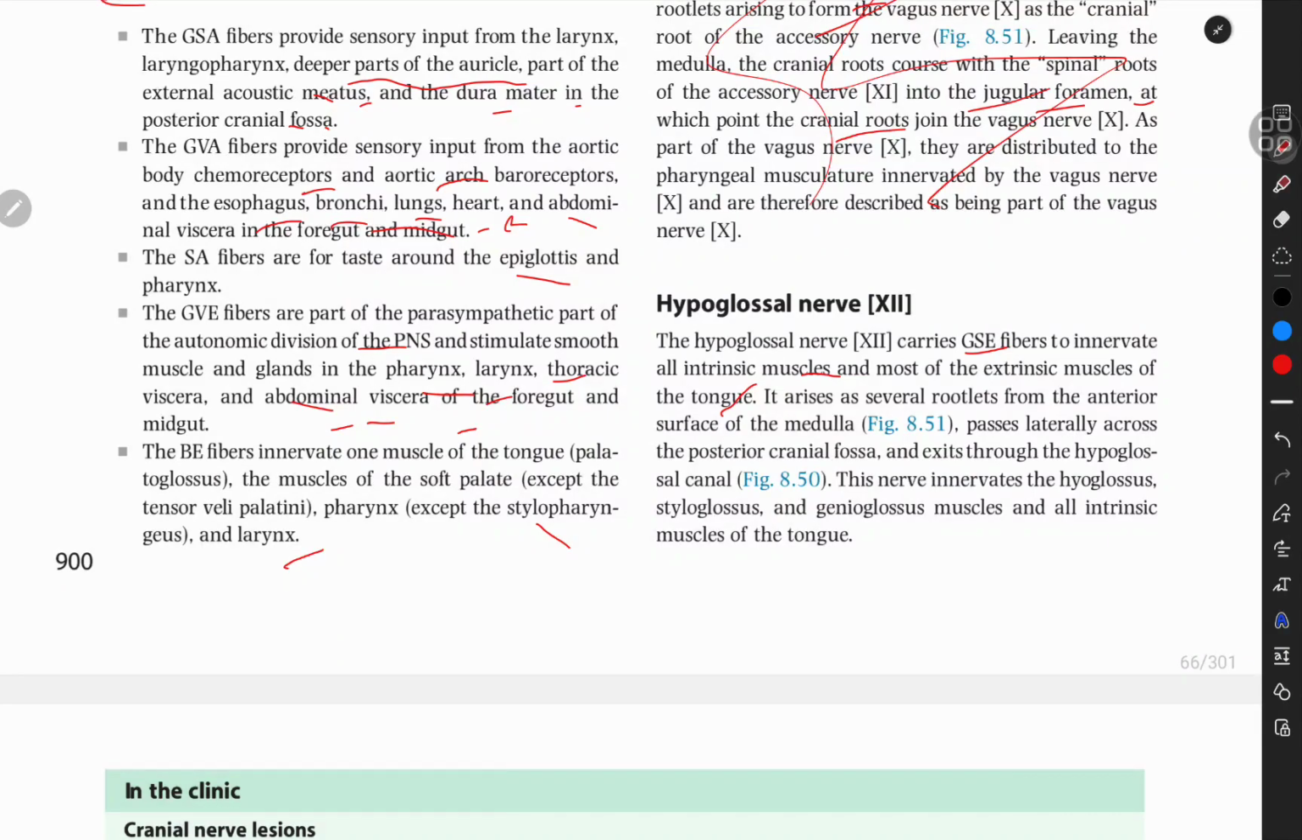Except for the palatoglossus, that is from the vagus nerve.